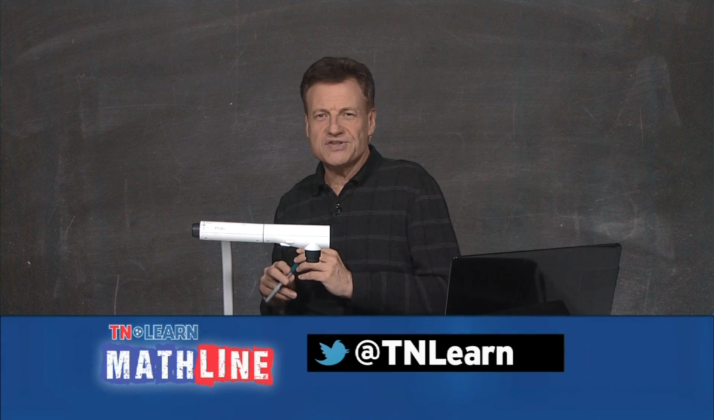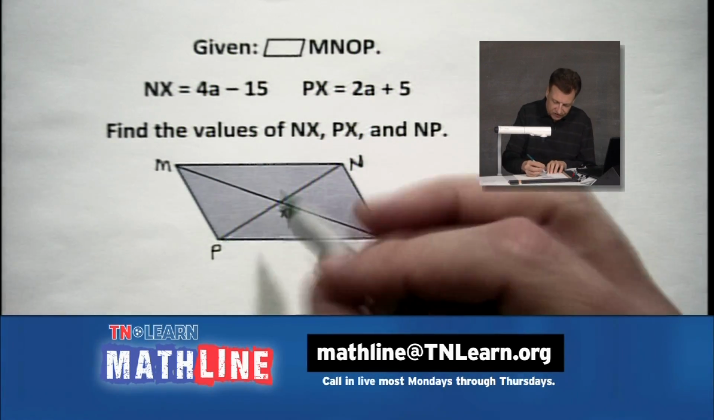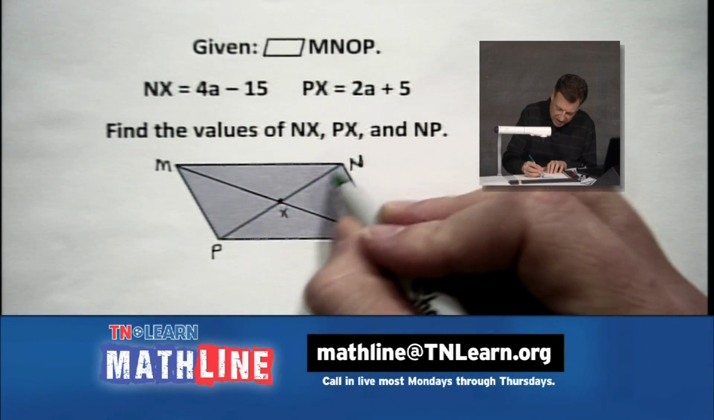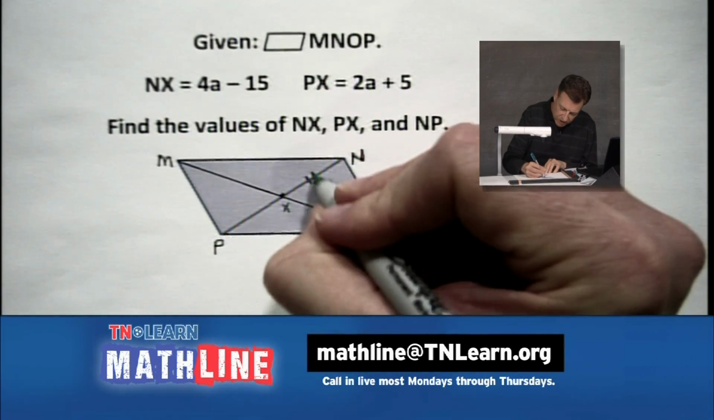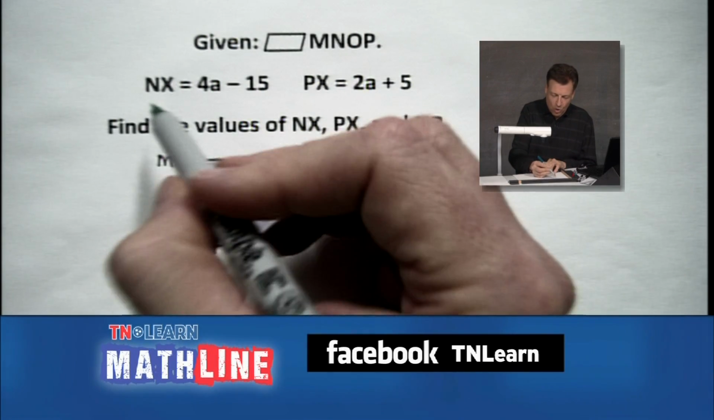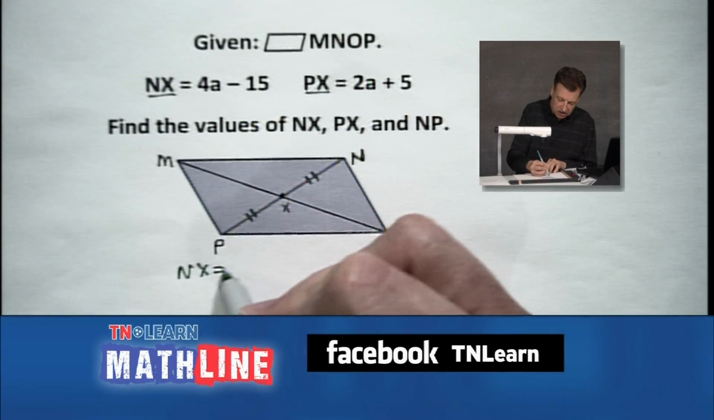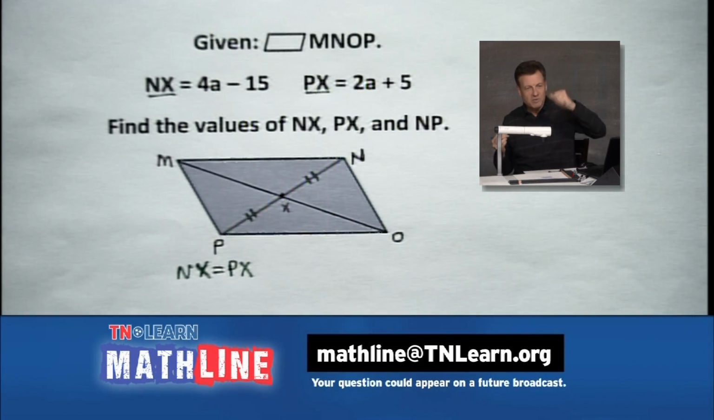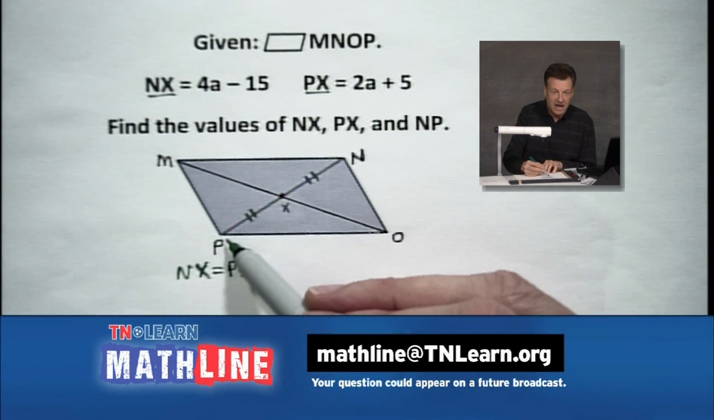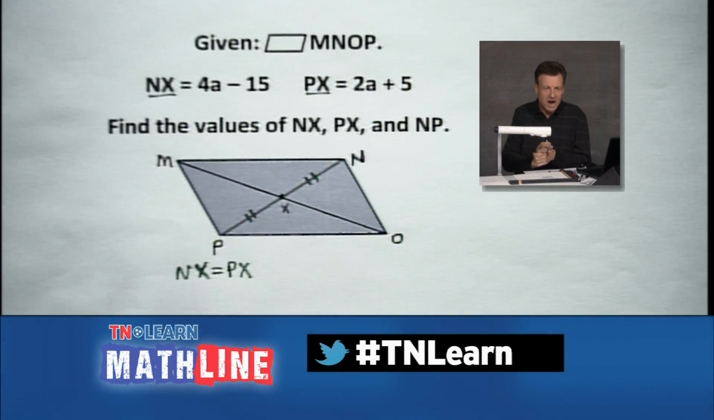Let's take a look at one more situation, a quick quiz type question. Parallelogram, we've got NX, look where it is, going out to here, and PX. It's a parallelogram, folks. Guess what? We know the diagonals bisect each other. We know these two parts are equal to each other. They represent numbers. So now what we've got to do is find out what a is, then find out what NX and PX are, and then just double it. You get NP, right? So let's do it.